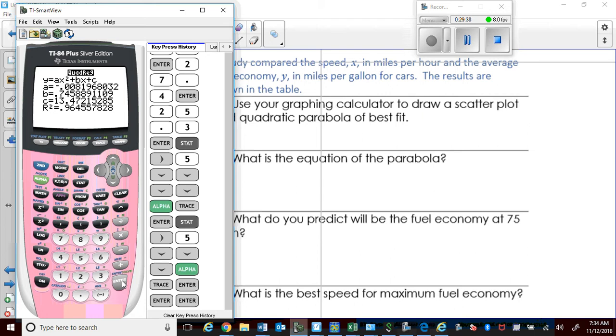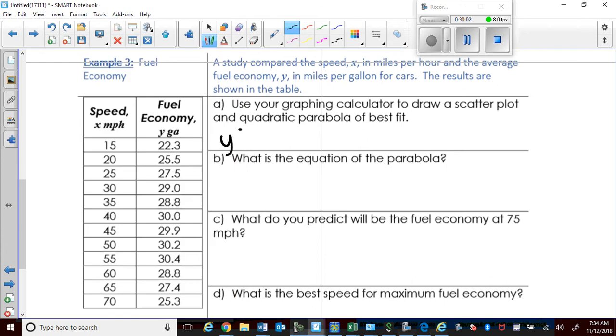And my data indicates an equation, y equaling -0.008 x squared plus 0.745 times x plus 13.07. Okay? Now that's my equation.